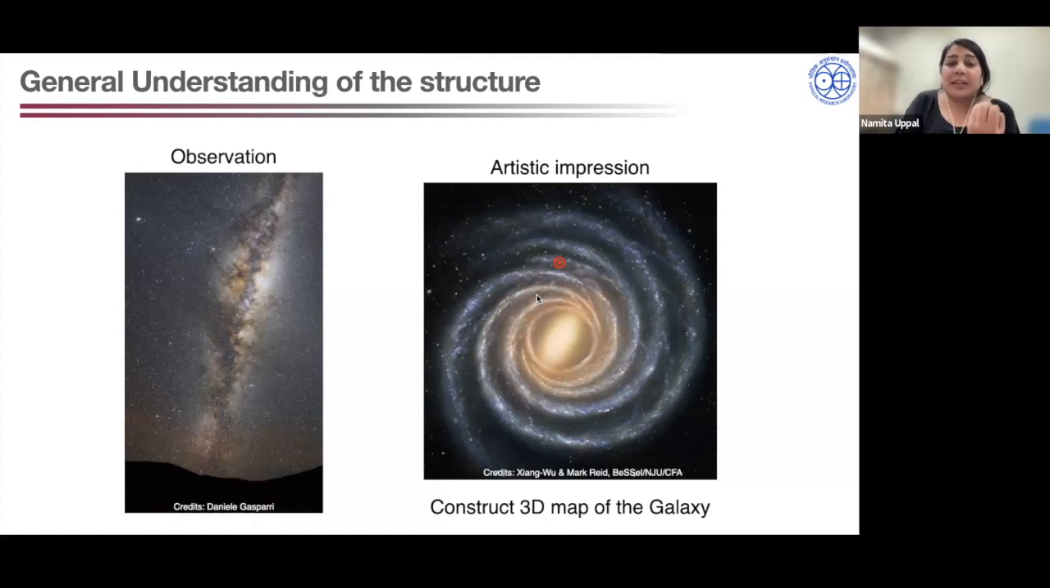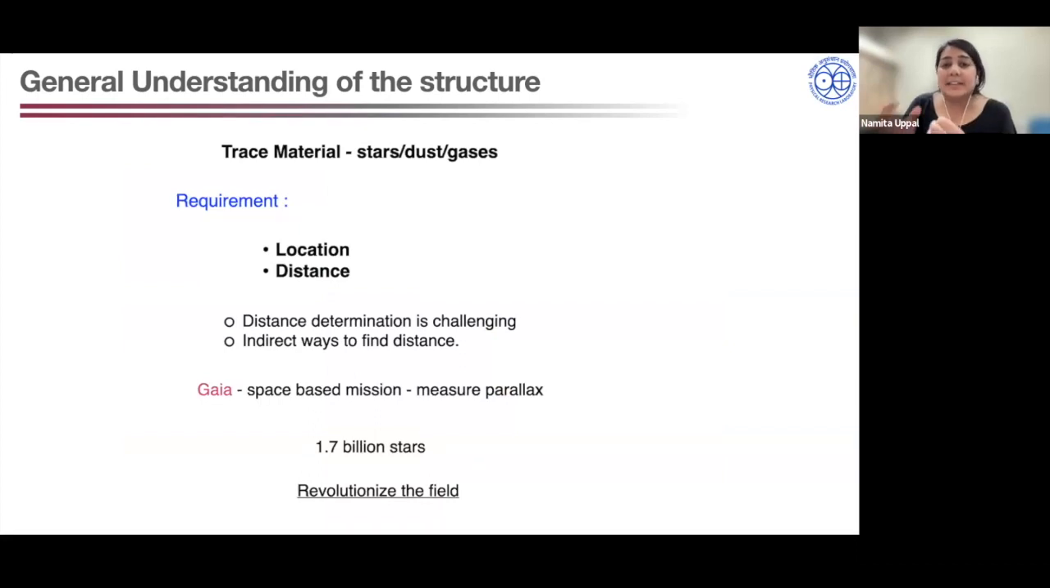So the first question that comes to mind is how we can do that. I always like this example: if you want to trace the forest while standing in the middle of the forest, how can you do that? First and foremost, if you know the distance and location of each and every tree in the forest, then you can construct a complete map of the forest. In the same way, a galaxy is composed of stars, dust, and gases. If we can somehow trace these stars, dust, and gases, then we can find the structure of the galaxy.